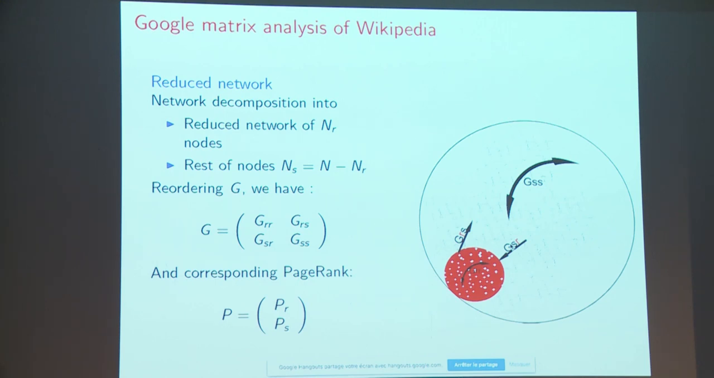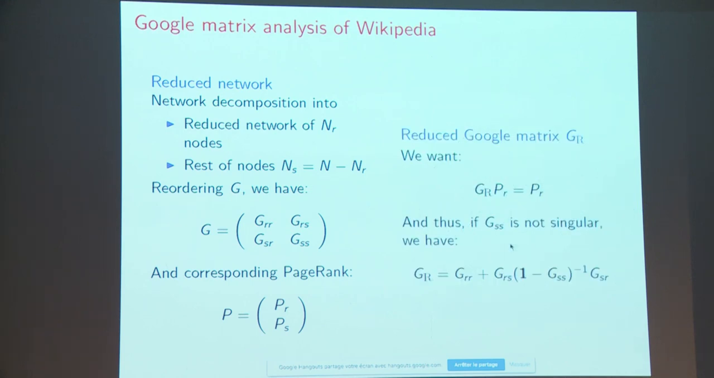And then we have on the top right and bottom left corners the different probabilities which help us travel from the reduced set to the scattering set and back from the scattering set to the reduced set. And accordingly, from G, we of course can compute P, which is the PageRank probability vector, and we reorder it the same way to have on the top the NR first probabilities related to the NR nodes of the reduced network, and on the bottom the NS nodes of the rest of nodes.